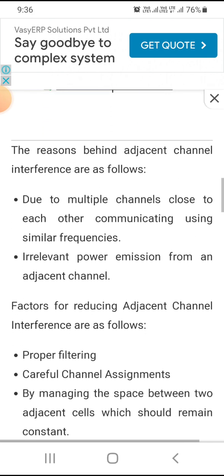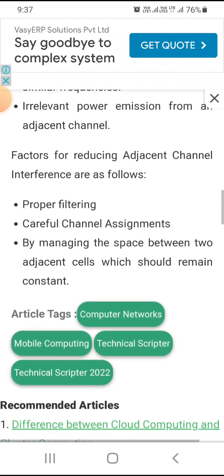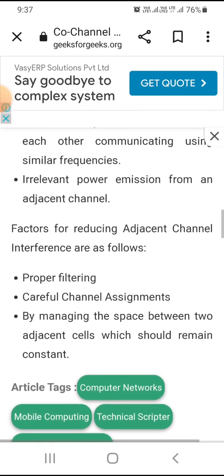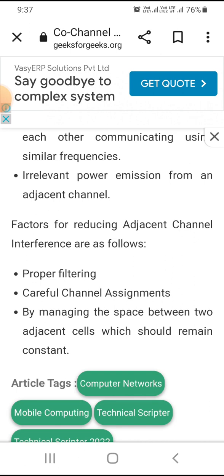The reasons behind adjacent channel interference are multiple channels close to each other communicating using nearby signal frequencies, and irrelevant power emission from an adjacent channel. Factors for reducing adjacent channel interference include proper filtering, careful channel assignment, and managing the space between two adjacent cells, which should remain constant.